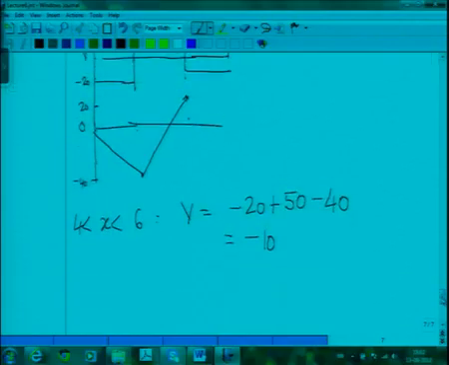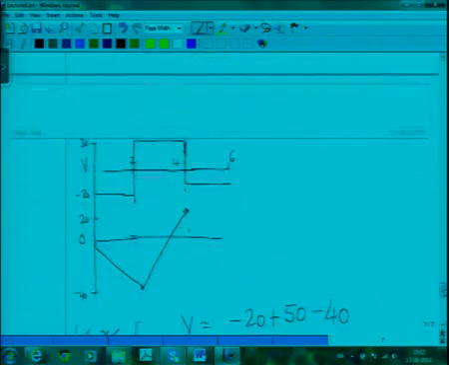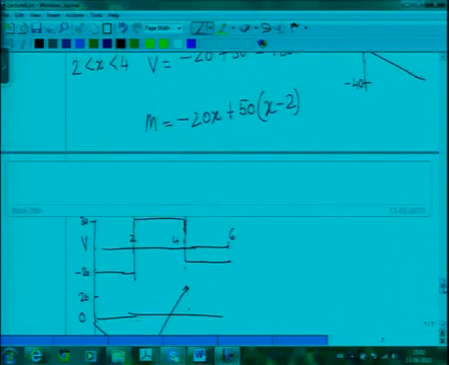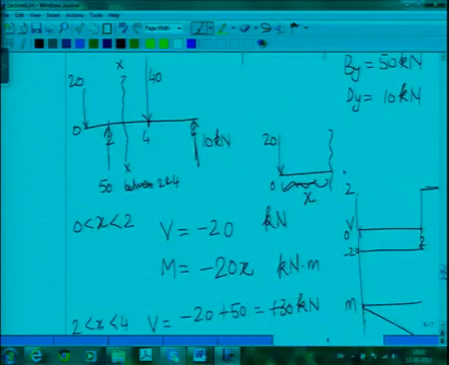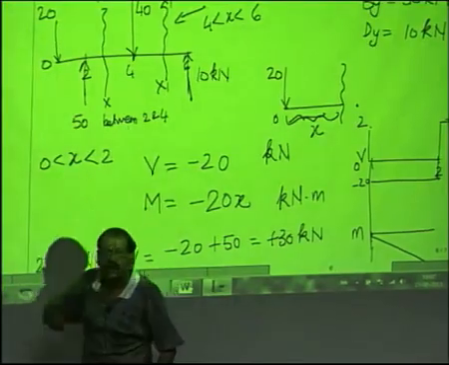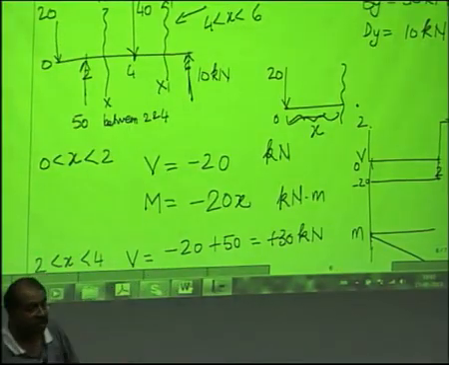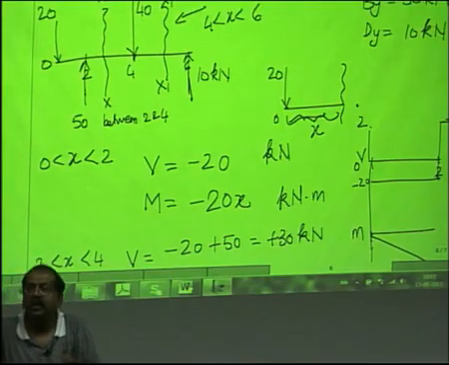Now, what about the bending moment? First I copy these two things, minus 20x plus 50 times x minus 2. These two contributions were already there. Now, I look at this contribution, this is my new x between 4 and 6. The new contribution to be added is minus 40 times this distance from x1 to 4, so it is x minus 4. So, minus 40 times x minus 4 has to be added to the bending moment.